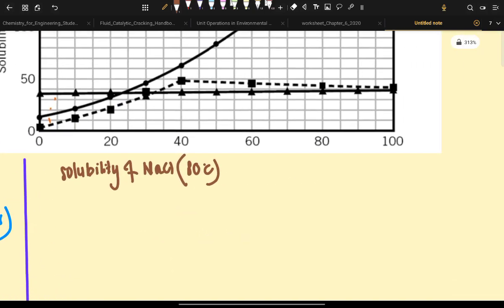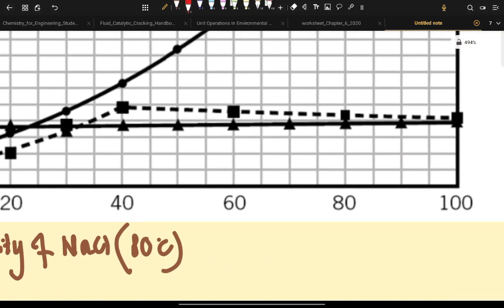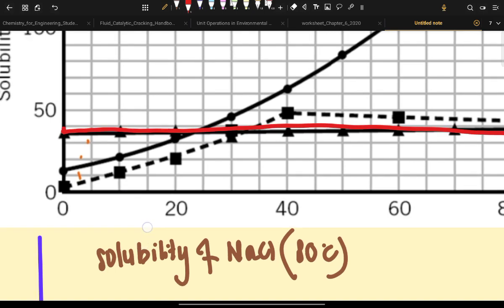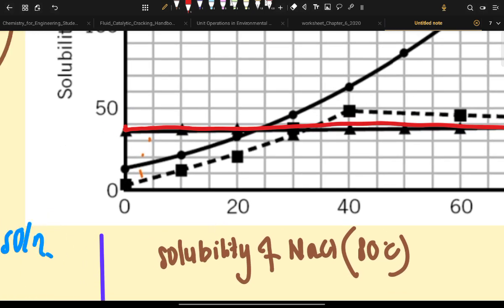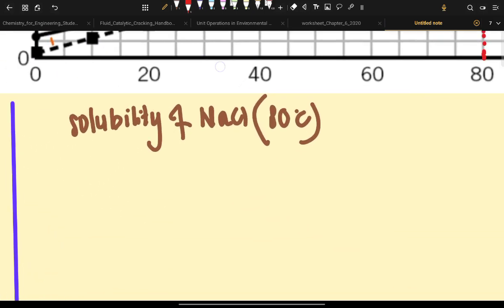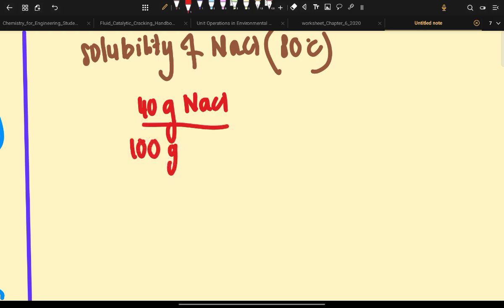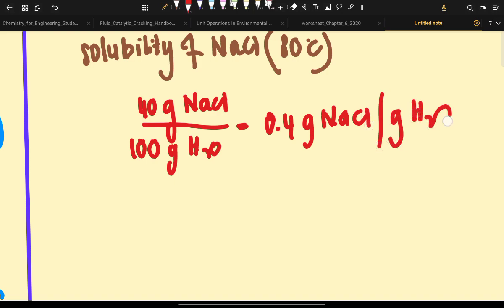So we can find here using this graph, 80 degrees Celsius, and we trace to the edge, and then we get approximately 40 gram. So 40 gram of NaCl will dissolve in 100 gram of H2O. We get 0.4 gram NaCl over gram H2O.